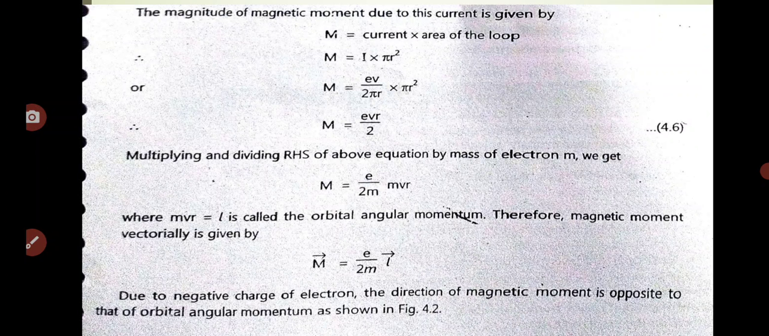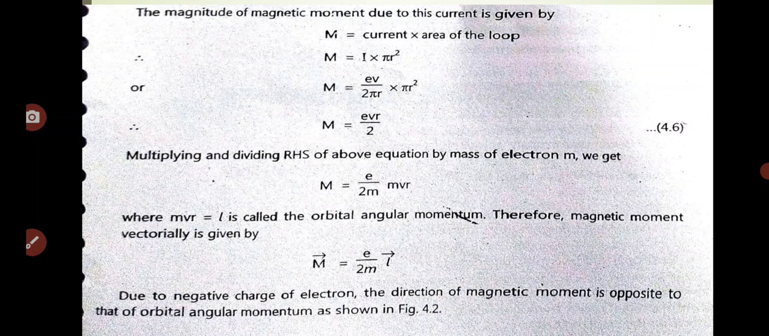in the electrostatic system, the orbital angular momentum is L is equal to mvr, related to the corresponding electronic orbit of the atom. So the magnetic moment M is equal to e upon 2m as it is, and mvr replaced by the orbital angular momentum, that is l bar.